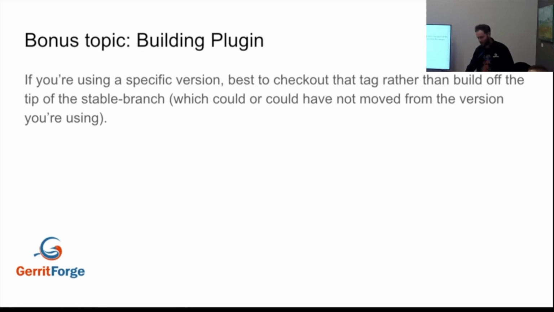Building plugins. Okay, this is a whole other topic. We don't really have enough time for this, but it's just a small note on this. It's best to always check out the actual tag that you're going to deploy. So if you're deploying Gerrit 3.5.6, when you're building your plugin, remember to check out Gerrit 3.5.6 rather than the latest 3.5 branch, because there could be changes.